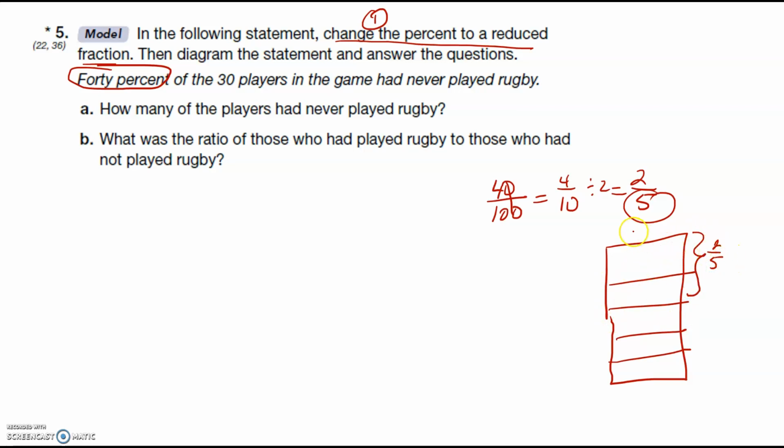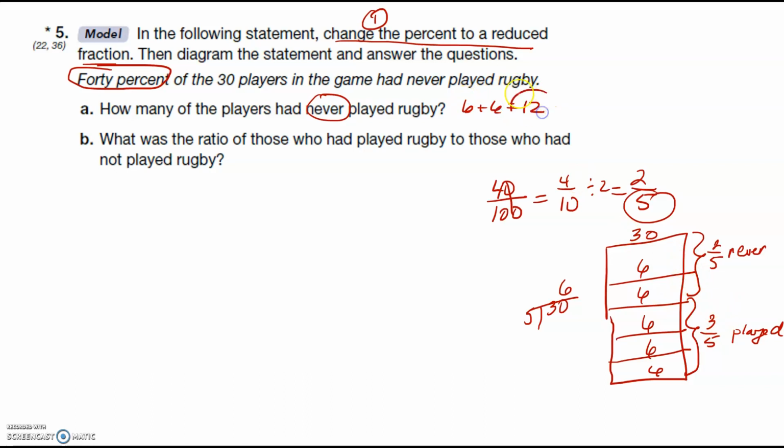of the 30 players never played rugby. Never. And 3/5 played. So I have to divide 30 by 5 to figure out what goes in each of these boxes. And then let's see what the questions are. How many of the players never played rugby? So that's going to be 6 plus 6, which is 12.